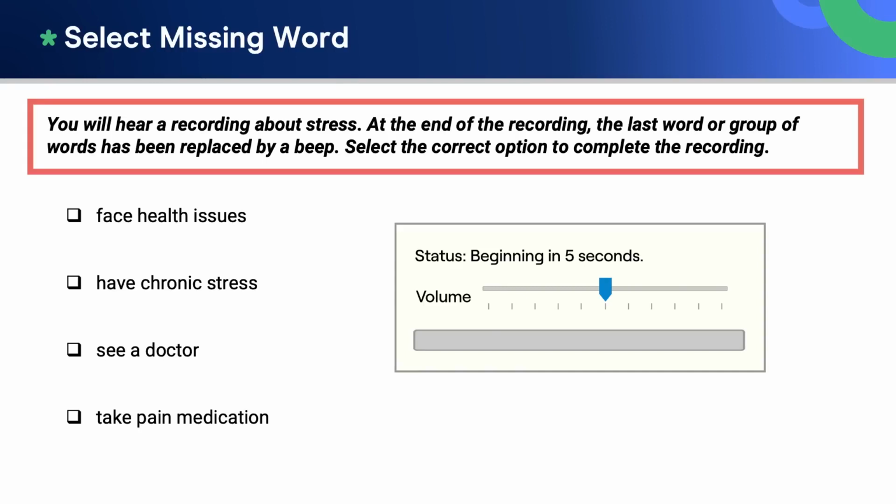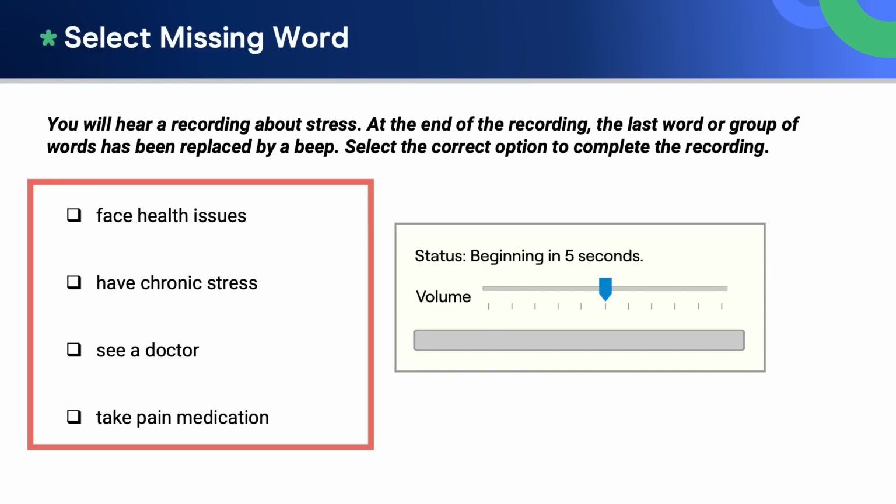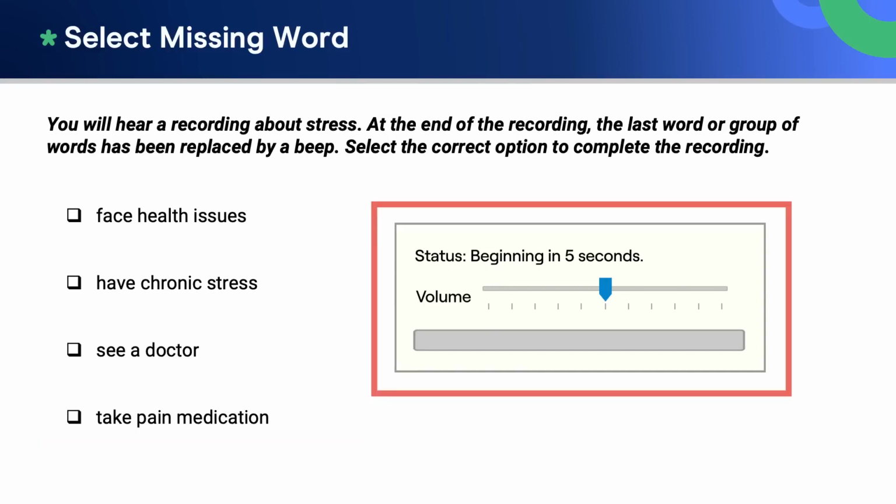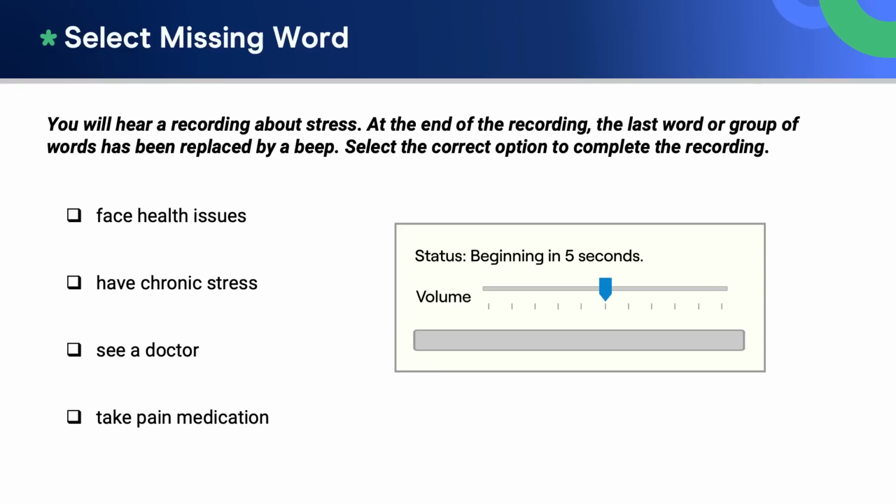On the screen, you'll see the instructions, a list of options, and the box for the recording. There are 1 or 2 of these questions in the test. You will receive a point for selecting the correct option. So, have a go with this question and then I'll take you through the answer.